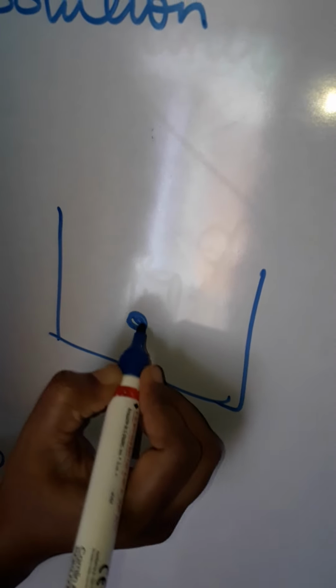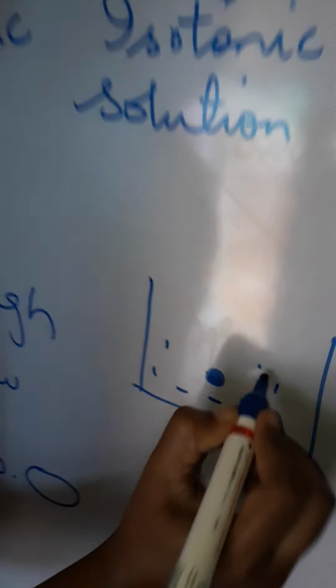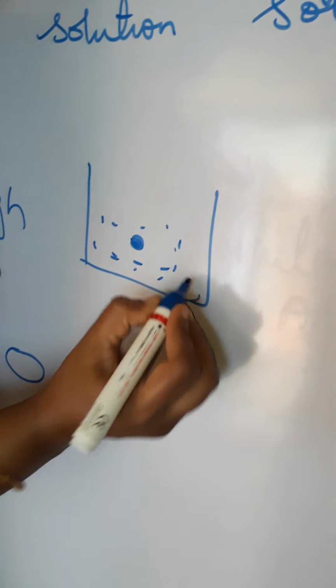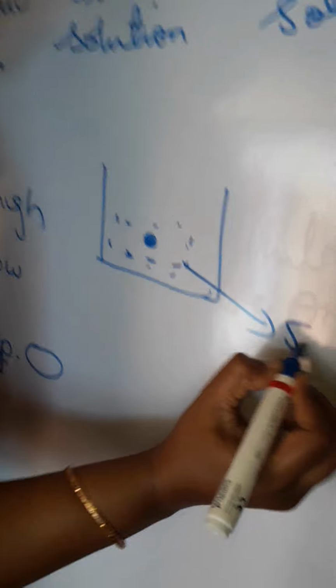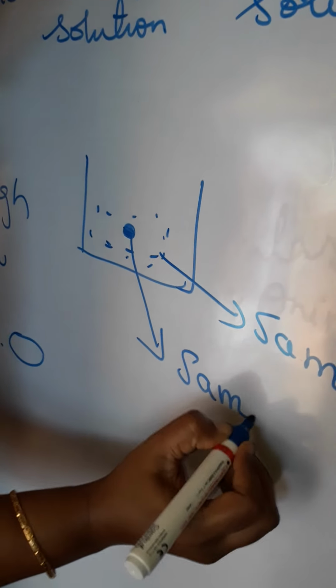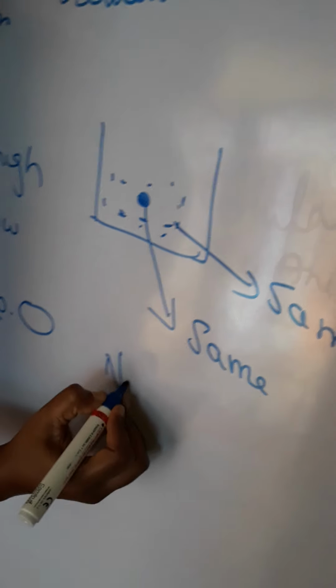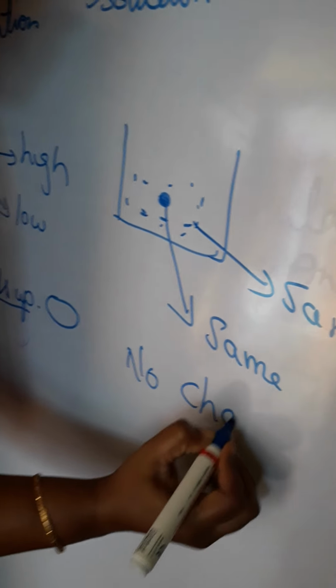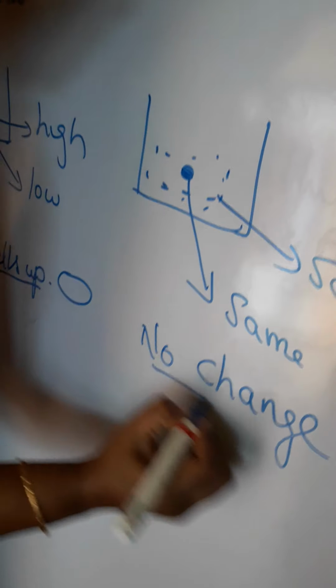And if the medium surrounding the cell and the cell have the same concentration, then what do you observe? There is no change in the size of the cell.